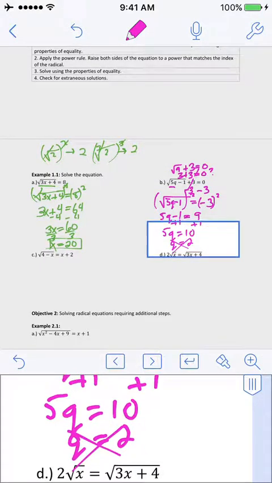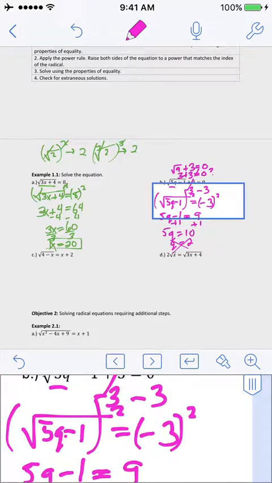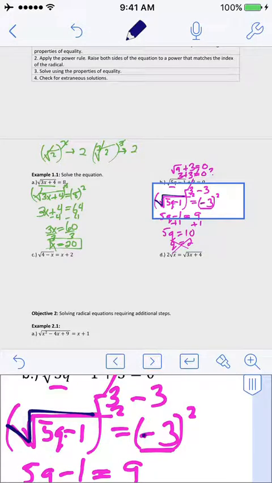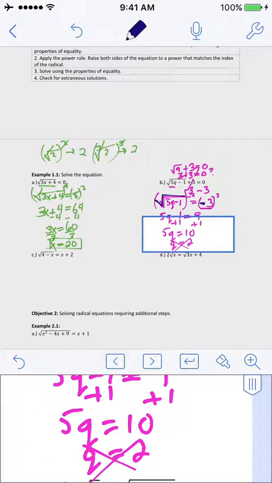That can't be true, right? And here's the reason why. When we subtracted this over to the other side, we got that the square root of something equals a negative number. That's impossible. You can't have the square root being negative, right? That doesn't make any sense. Nothing would have ever given us a negative 3 when we take the square root. So that's how we found this extraneous solution.